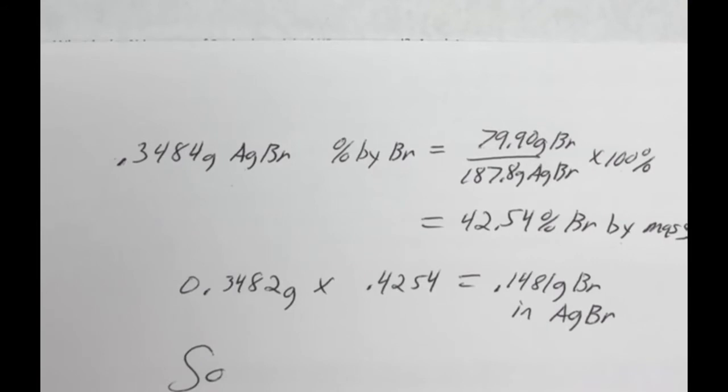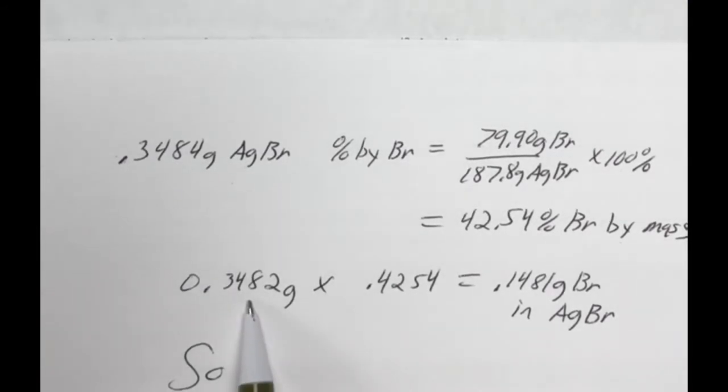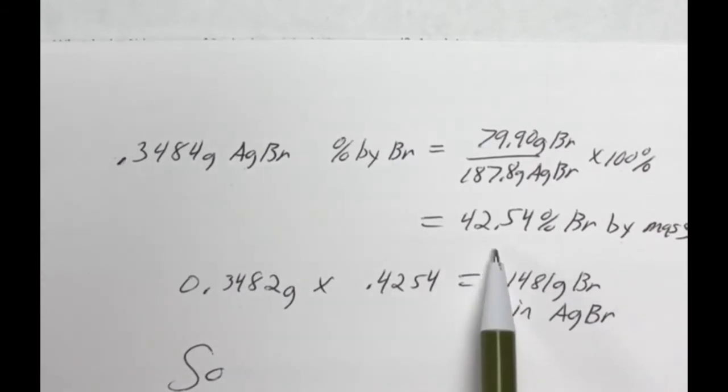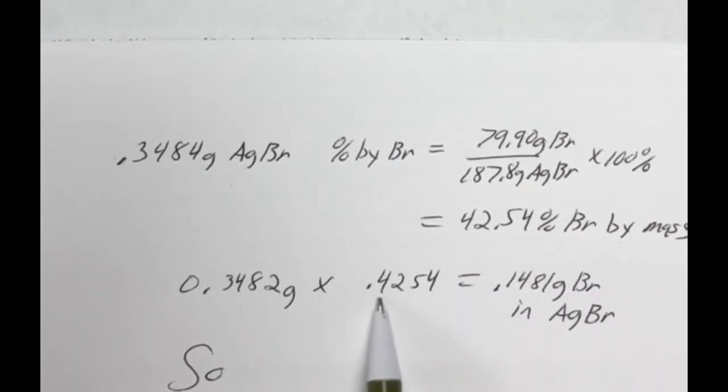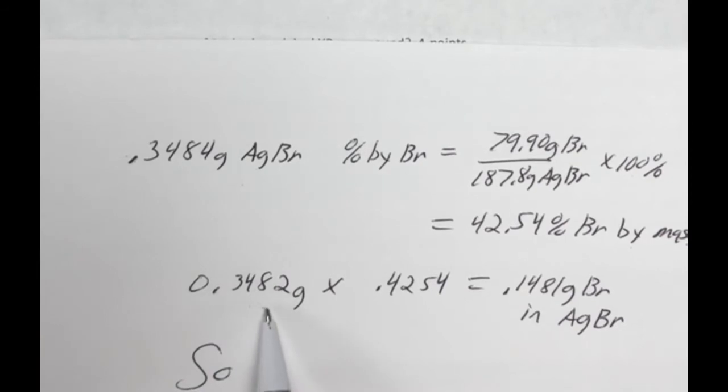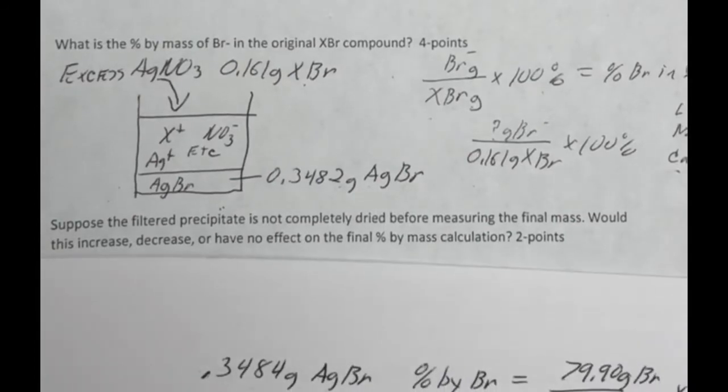So we do a little simple math. There's my mass. Let's figure out what 42% of this value is, approximately 42%. Convert this to a decimal. So now we have the percentage as a decimal. And then we simply times it by that mass. And that's the mass of the Br in AgBr. Eureka, we found it. So at this point, it becomes pretty straightforward.